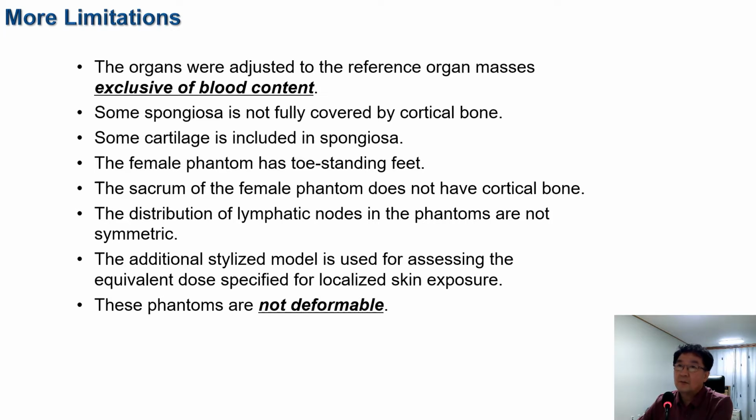There are more limitations. For example, the organs were adjusted to the reference organ masses exclusive of blood content, which is not correct. Some spongiosa is not fully covered by cortical bone. Small cartilage, some cartilage is included in spongiosa. Some other limitations. Also, these phantoms are not deformable.